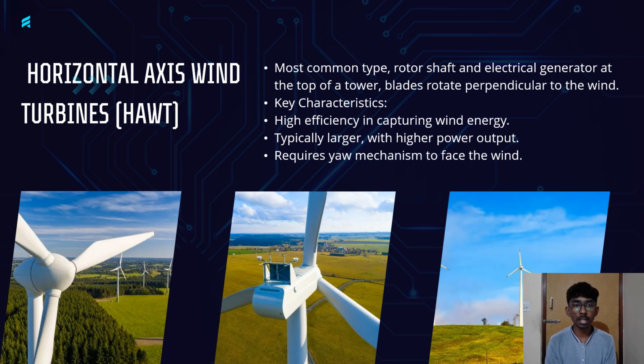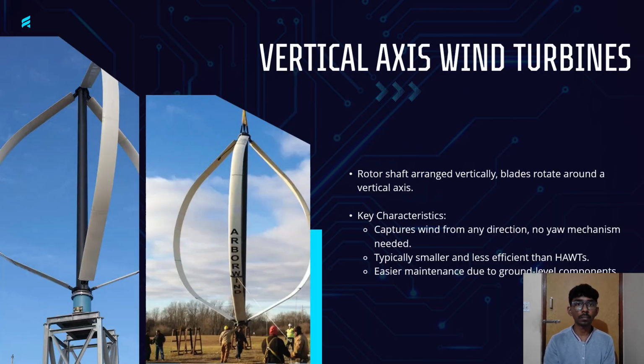You can see in the image that there are three blades and it rotates. The main key characteristic is high efficiency in capturing wind energy. It captures almost all the wind, rotates efficiently, and provides a good amount of energy. It is typically larger with higher power; it is huge and produces a large amount of energy, and it requires a yaw mechanism, as I said earlier.